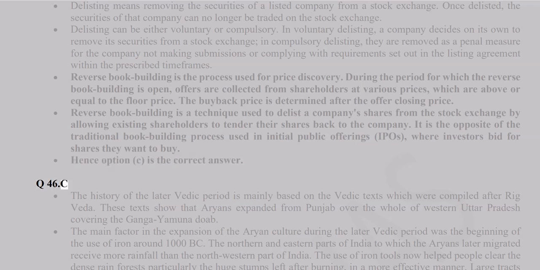Q46.c. The history of the later Vedic period is mainly based on the Vedic texts, which were compiled after Rig Veda. These texts show that Aryans expanded from Punjab over the whole of western Uttar Pradesh covering the Ganga Yamuna Doab.